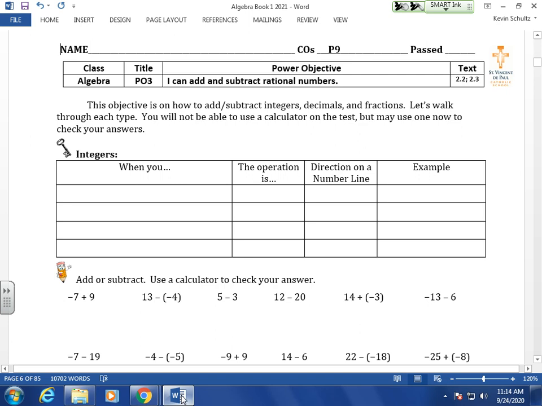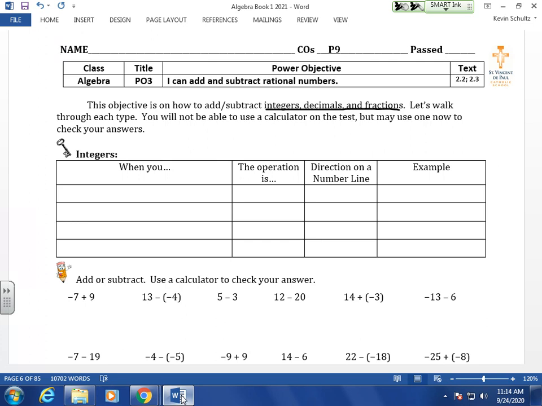Good day. In algebra, we are covering our first PO3, which is adding and subtracting rational numbers. That, of course, includes decimals, integers, and fractions. We learned about that in CO1. And we're going to start with integers. This being a key point, if you need it, this table can go on a help sheet for you.